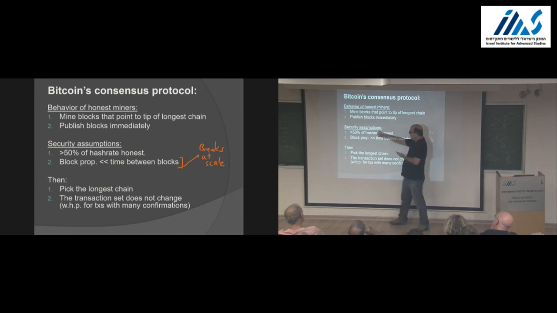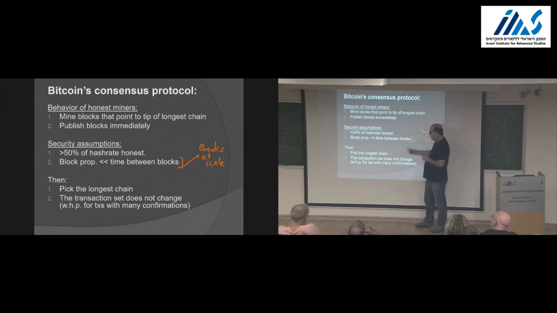And we have security assumptions that half of the hash rate or more is honest, and that we have block propagation which is much, much faster than the time between blocks. Then what we're supposed to do is look at the longest chain. We say the longest chain is the set of transactions, and the result is that this set of transactions is robust, it doesn't change. The reason I wrote this here is because I want to sketch the differences.